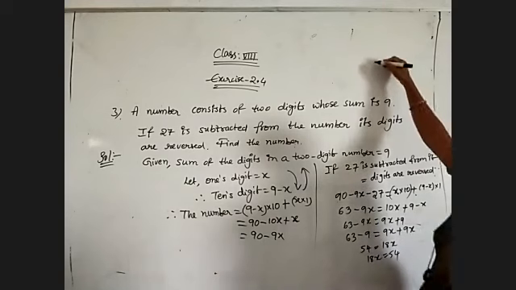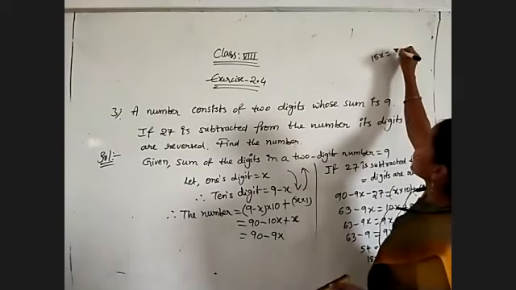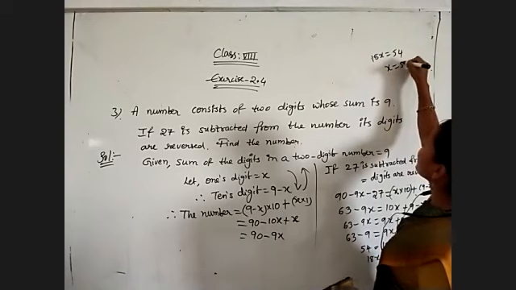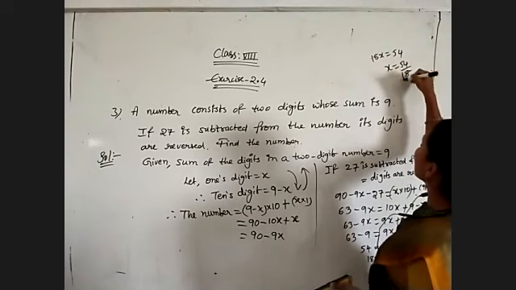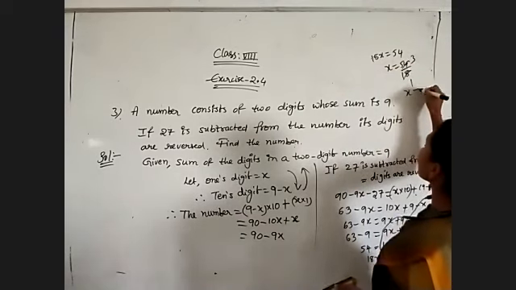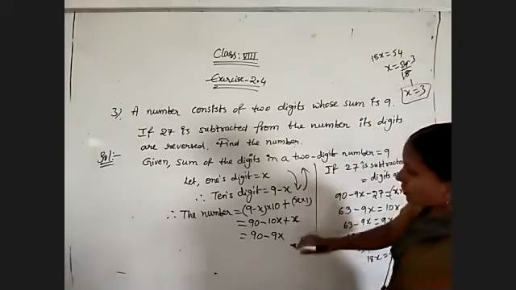So 18x is equal to 54. X is equal to 54 by 18. 18 ones are 18, threes are 54. X is equal to 3. So x is equal to 3, we got.